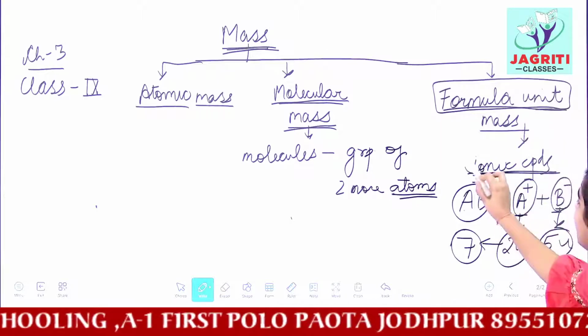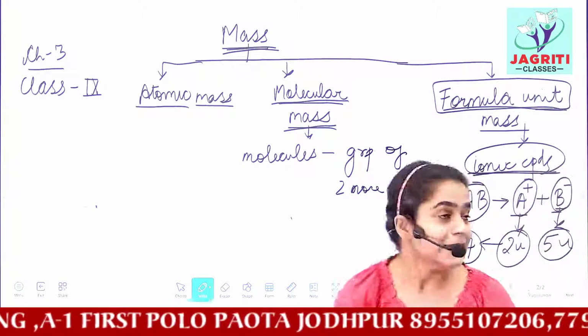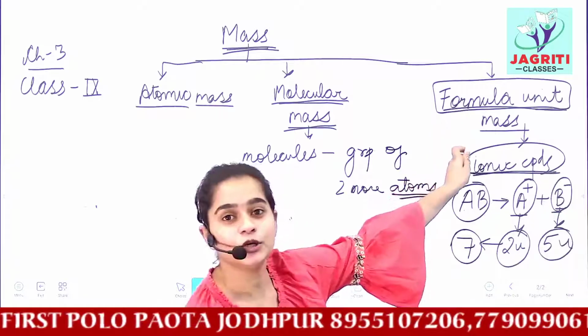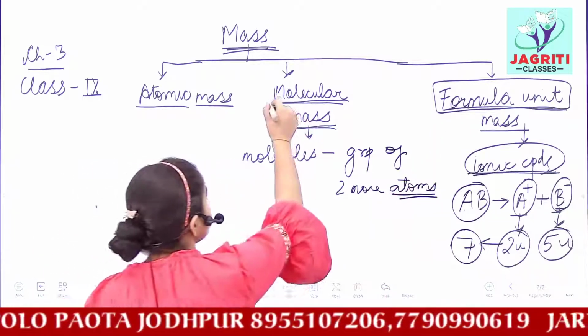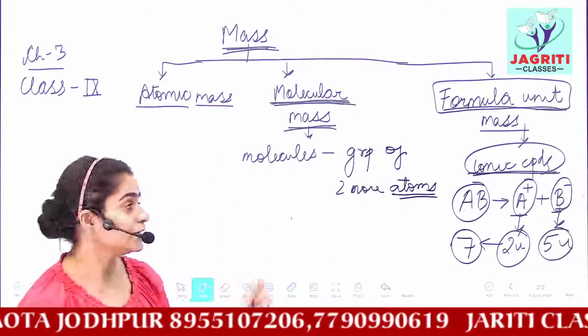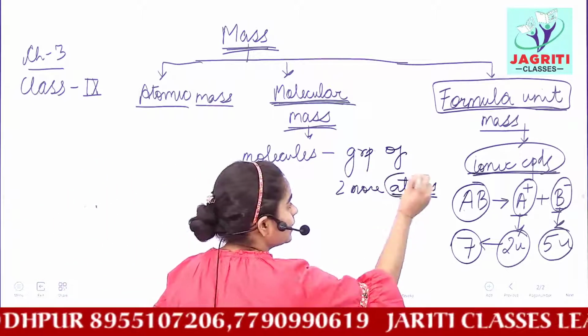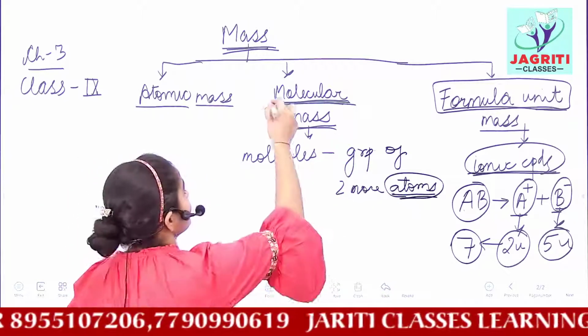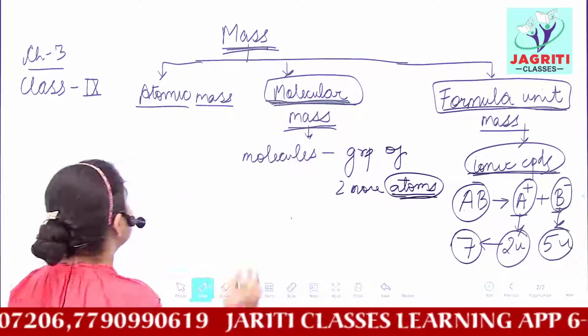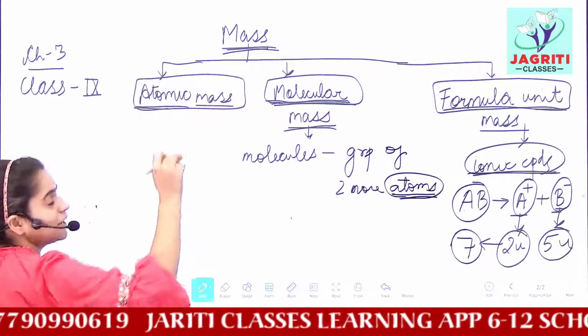When you deal with ionic compounds or the ions, then you call the mass as formula unit mass. When you are dealing with molecules or neutral compounds, that is, when you are dealing with a group of atoms, you call this thing molecular mass. And for the atoms, you have your atomic mass.